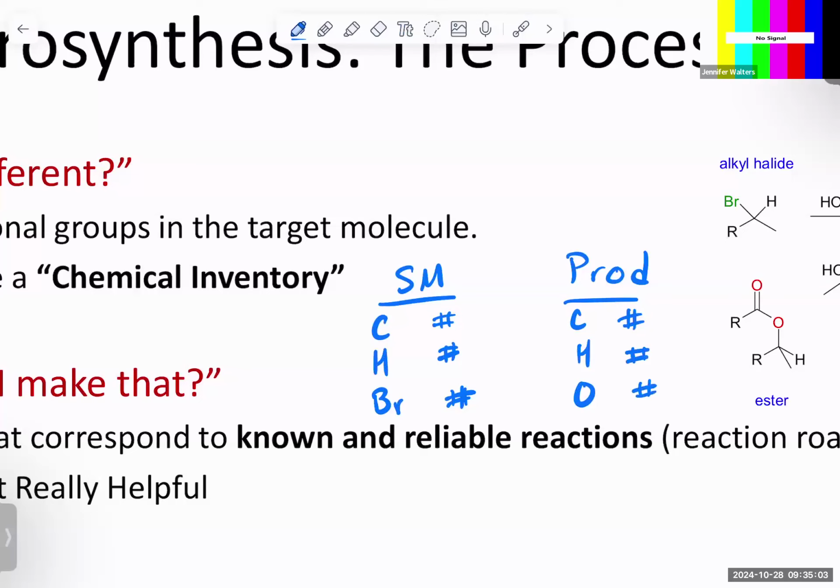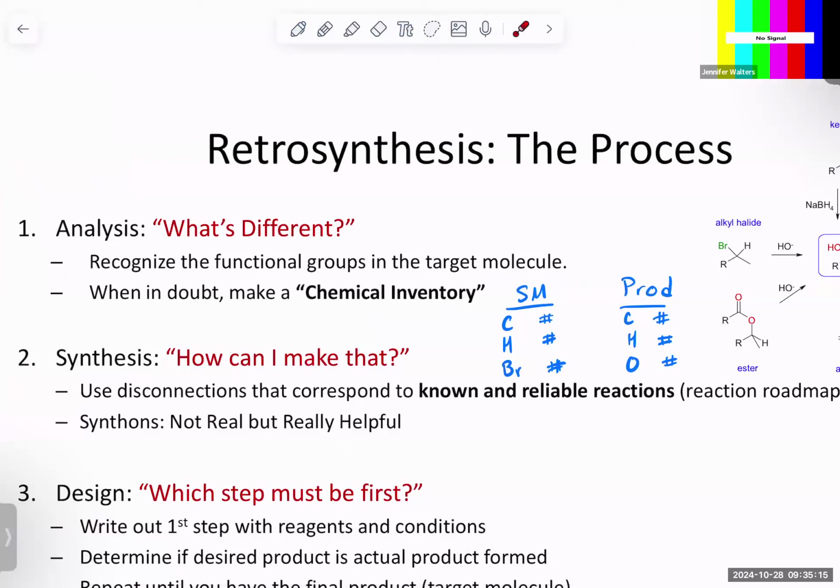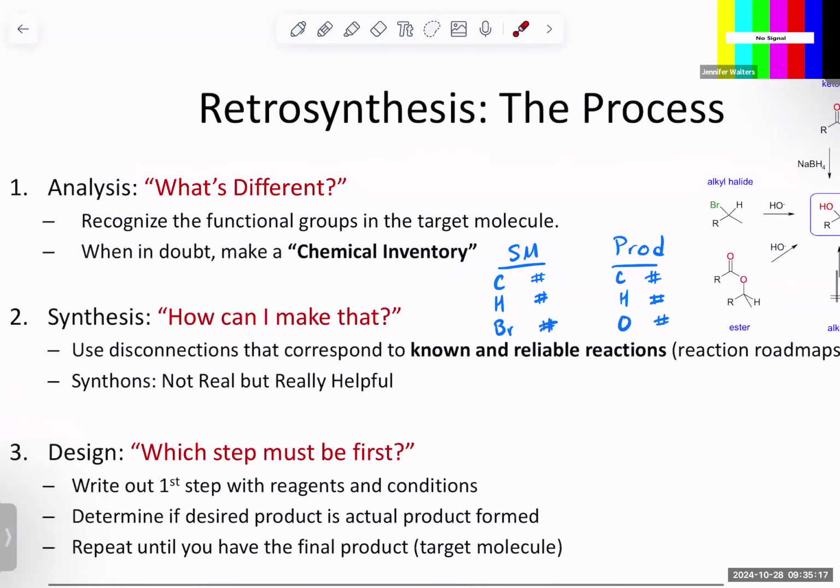So you just look at, okay, just a pure chemical inventory. What elements did I start with? What elements did I end with? What is the difference? That's what we're trying to figure out, because that's going to help us know what reagents we need. The next step is, once you know what you have to do, try to think of how I can do that. Think of, how do I know how to make that?